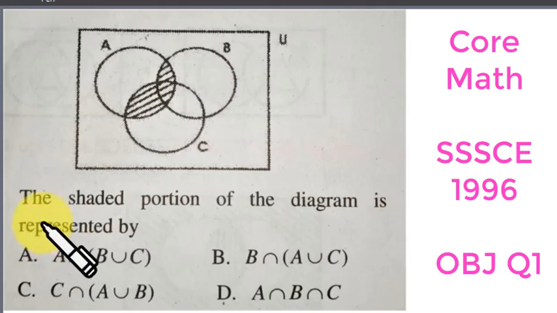Now it reads this way. The shaded portion of the diagram is represented by A intersection in bracket B union C, B intersection in bracket A union C, C intersection in bracket A union B, and D, A intersection B intersection C.